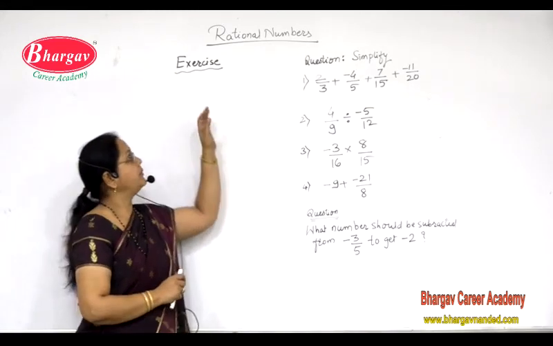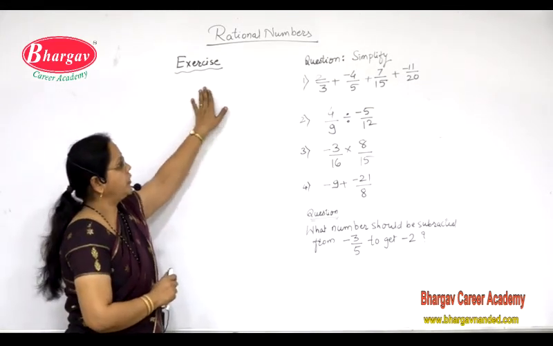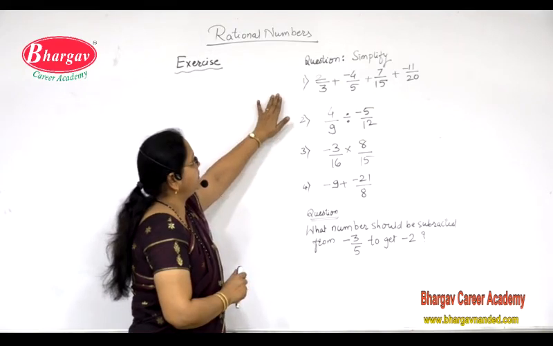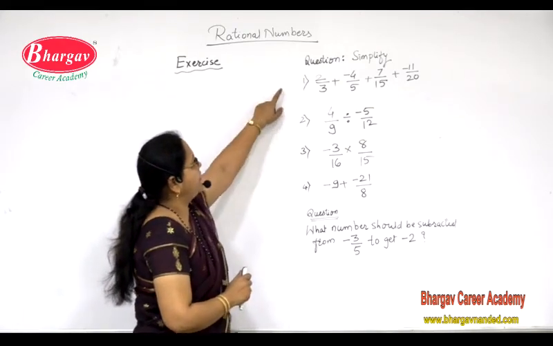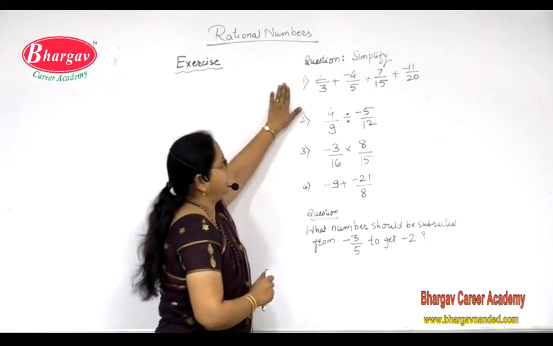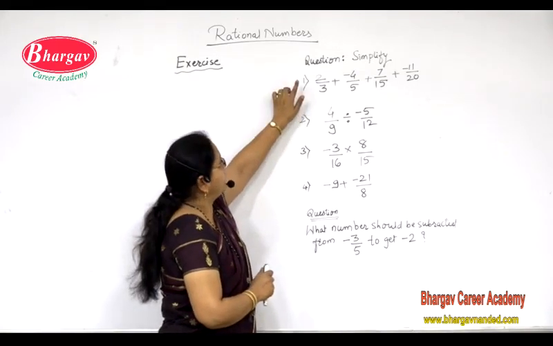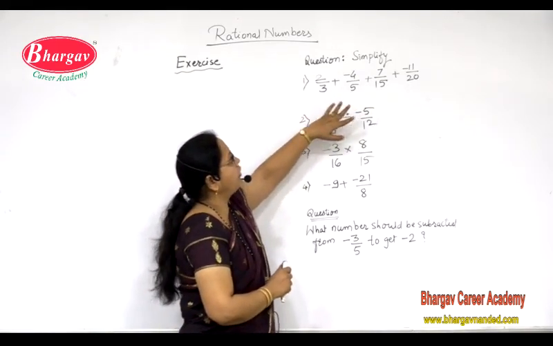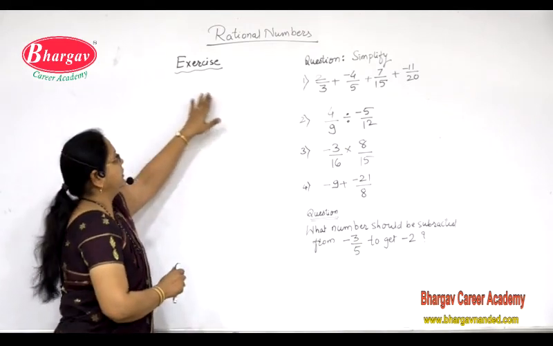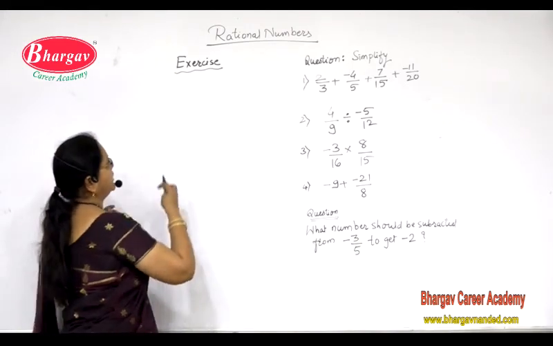So let us solve some exercises. Here you are given an exercise, and some questions are given to you. So the first question is simplify. In the first example we have to add 4 rational numbers. So instead of 2 we are having 4 rational numbers.